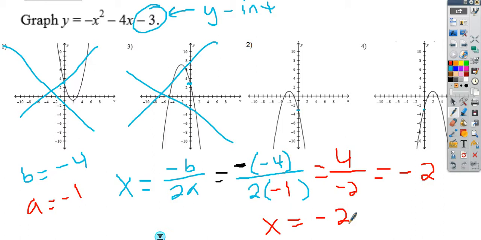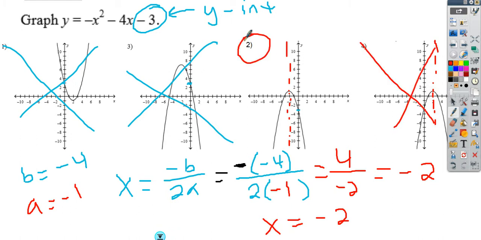Which one of these graphs has an axis of symmetry of negative 2? If we look at this one, it looks like our axis of symmetry is negative 2, so we think that is right. Let's check this one. Over here, our axis of symmetry is positive 2, so we know that is not right. So our answer is number 2. And that is all we have for today.